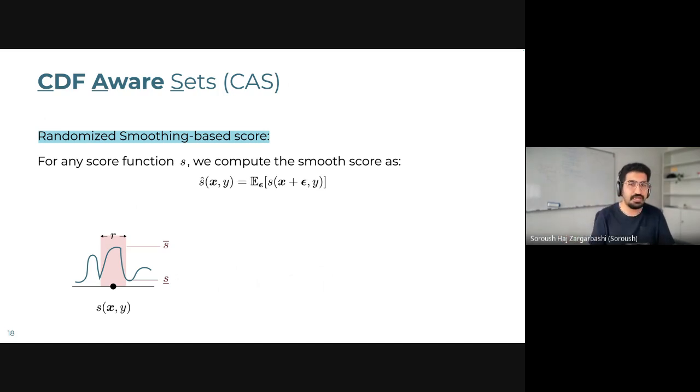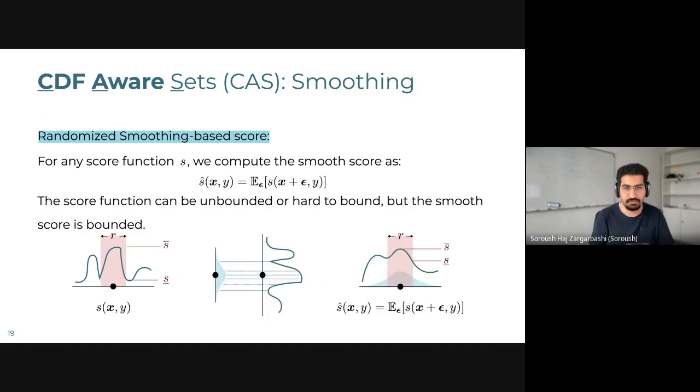But to remedy that, I can look at the smooth score. What do I mean by smooth? So assume that I have a point X. Instead of looking at the model's result at this point, I add a random noise around it. So it could be a Gaussian noise, for example.